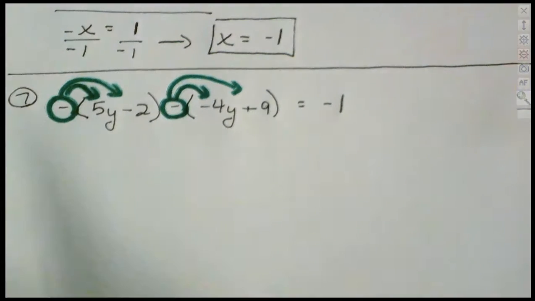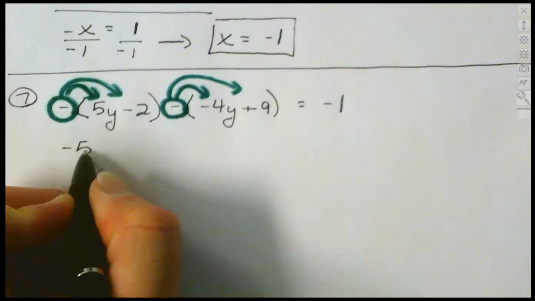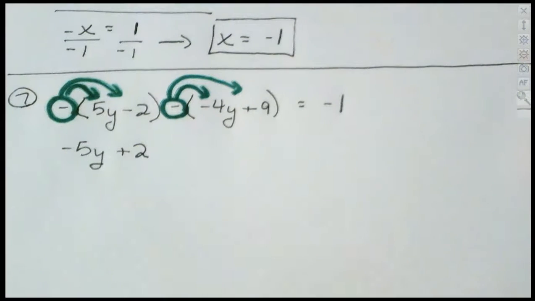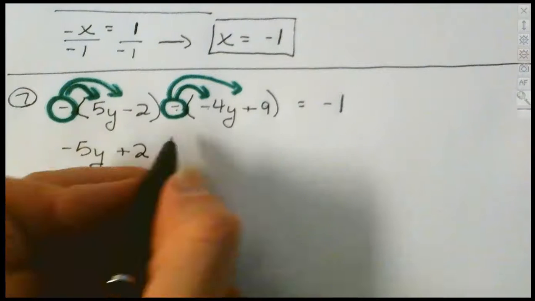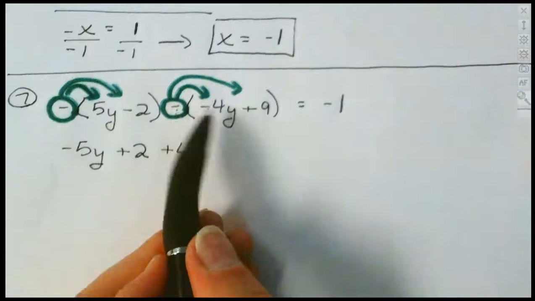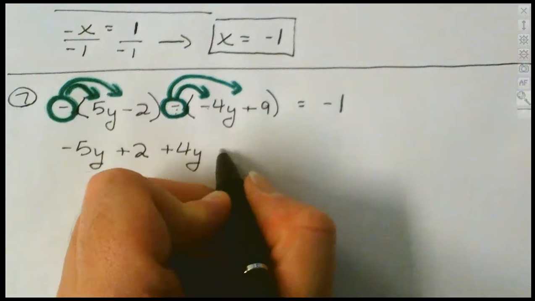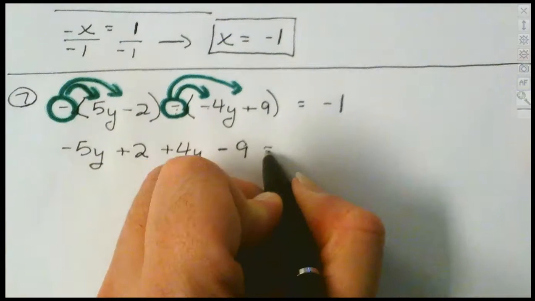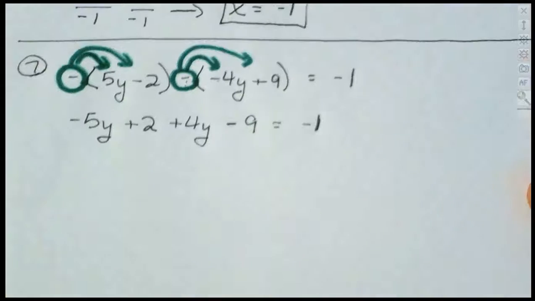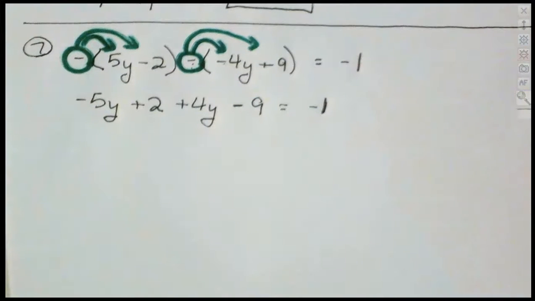So that leaves it when I distribute that negative through. It's going to switch my signs around. So that leaves you then with a minus 5y, a positive 2, negative and negative makes it a positive 4y, negative times that positive 9, that makes it a negative 9. And that equals now a negative 1. So is everyone okay with what we did first? We got rid of our parentheses.